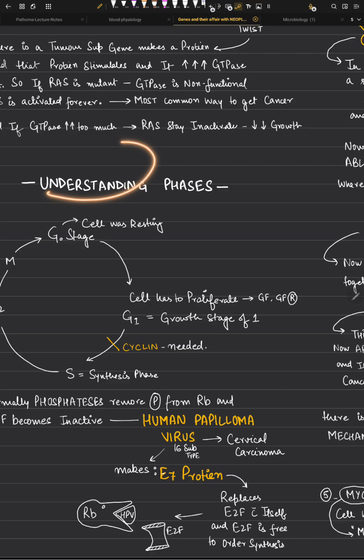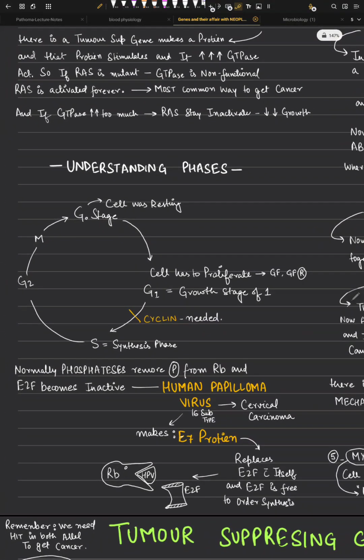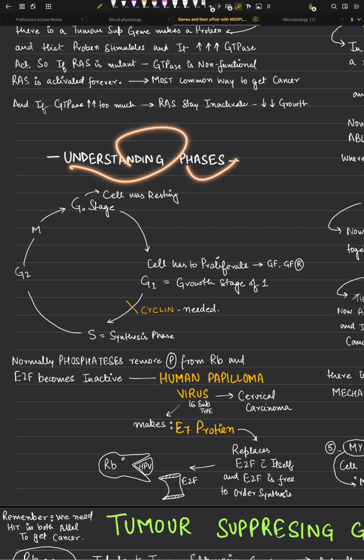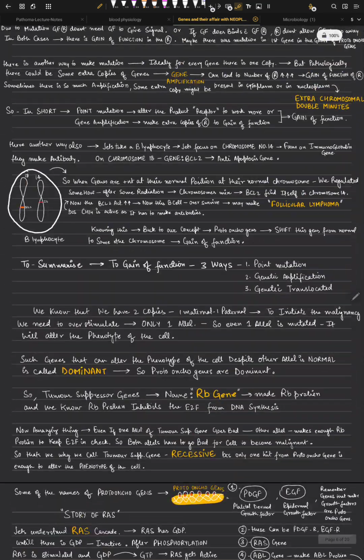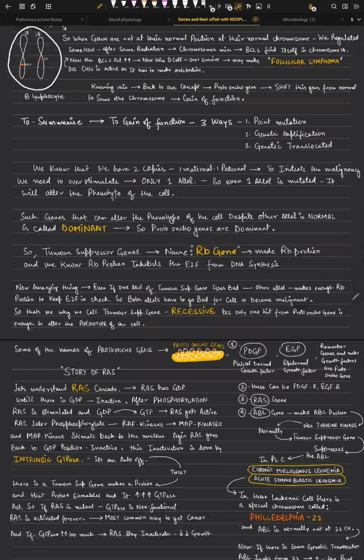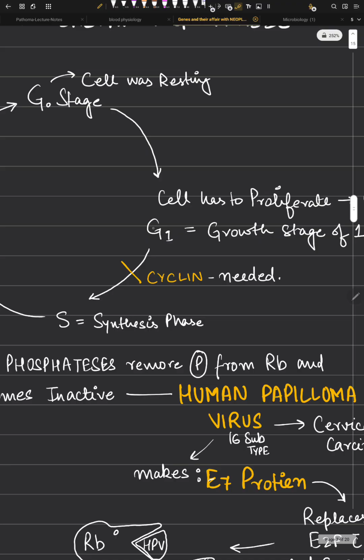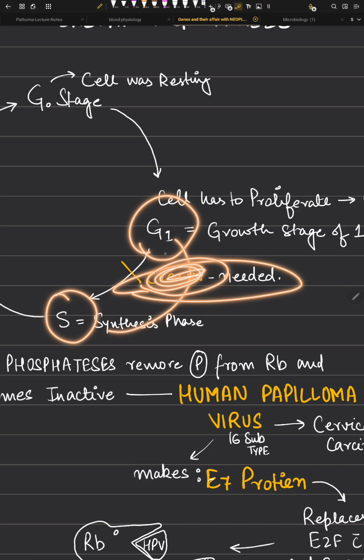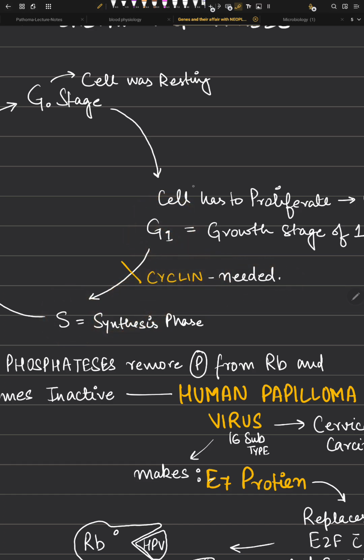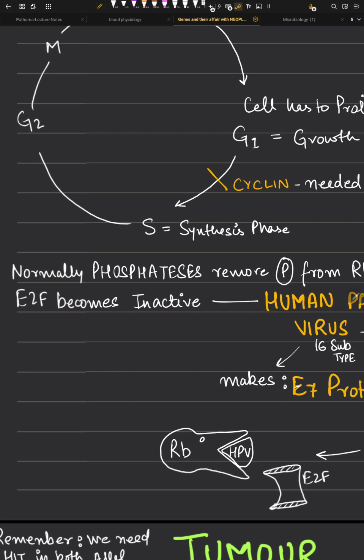Let's understand the phases, the cell cycle phases, right? We understand the cyclin need, right? We need cyclin to jump from one phase to another. Which phase are we talking about? We are talking about G1 to S phase. We need cyclin, and if we don't have good cyclin, we won't be able to jump. If we have too much cyclin, everything can jump from G1 to S.